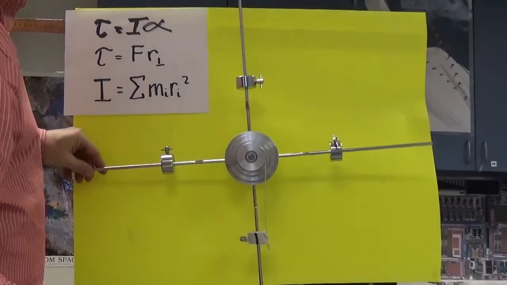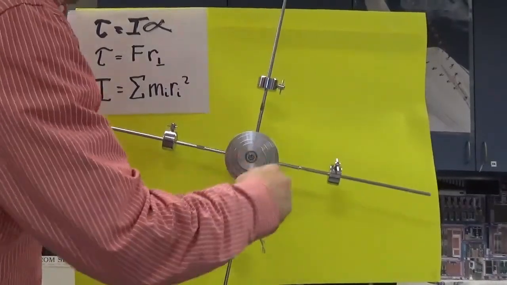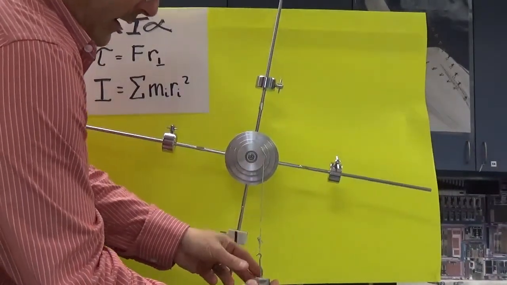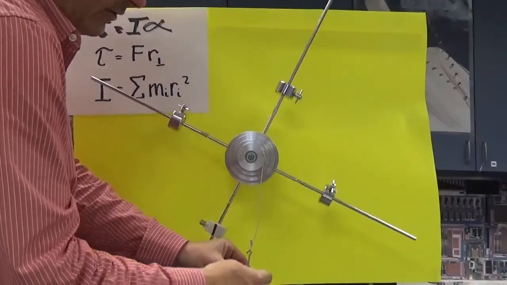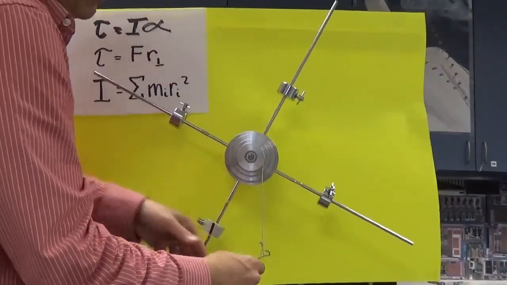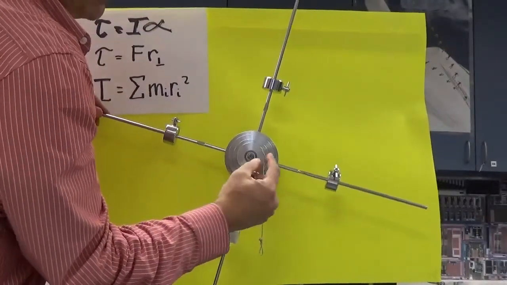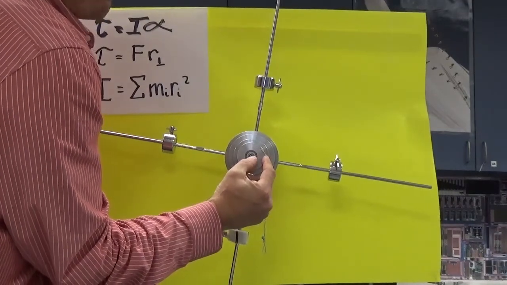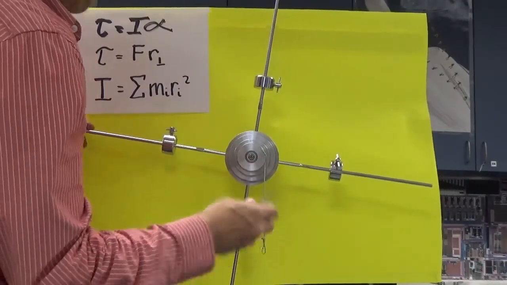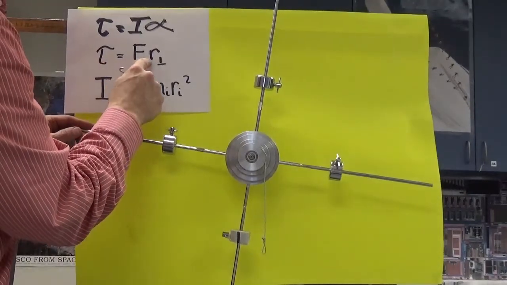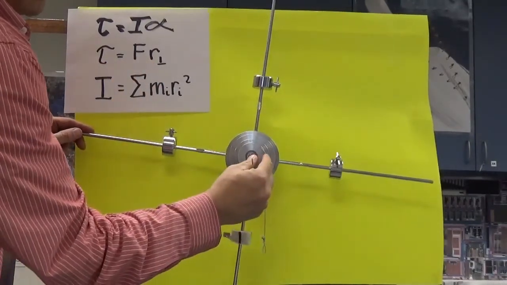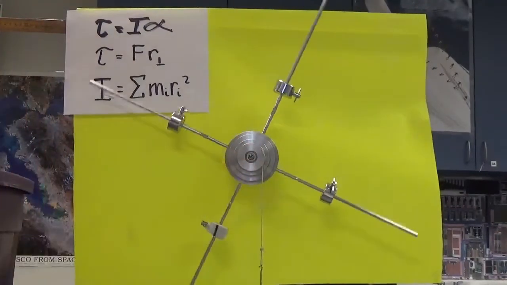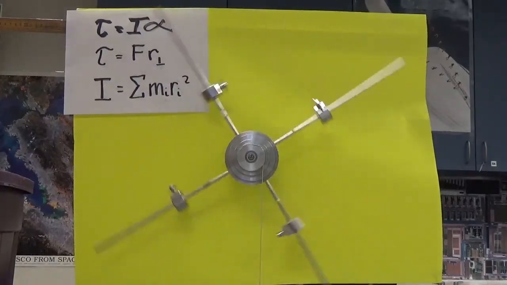So here's my spindle. It can rotate, and I've wrapped a string around it. When I hang a weight from the string, the weight of this mass produces a torque. And right here, between the axis of rotation and the outside edge of the spindle where I've wrapped the string, this is my R perpendicular. This is my moment arm. So according to my equation, torque is equal to force times R perpendicular. The tension in the string times the moment arm R produces a torque, which causes the spindle to accelerate.